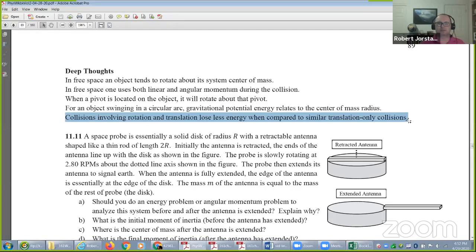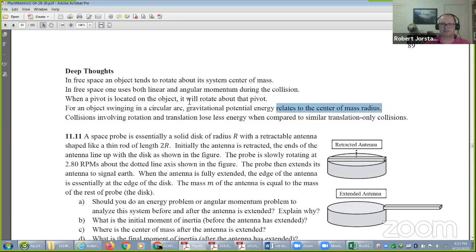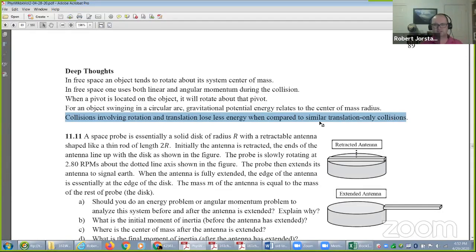Okay, so that's kind of our thoughts about collisions. If you have a pivot, do angular momentum. If there's no pivot, do both angular momentum and linear momentum. Watch out, if this thing has a pivot and it's swinging up, watch out for the gravitational potential energy, use the center of mass. And usually don't get freaked out if you have a collision that has rotation and it loses less energy than you expect for a translation only.